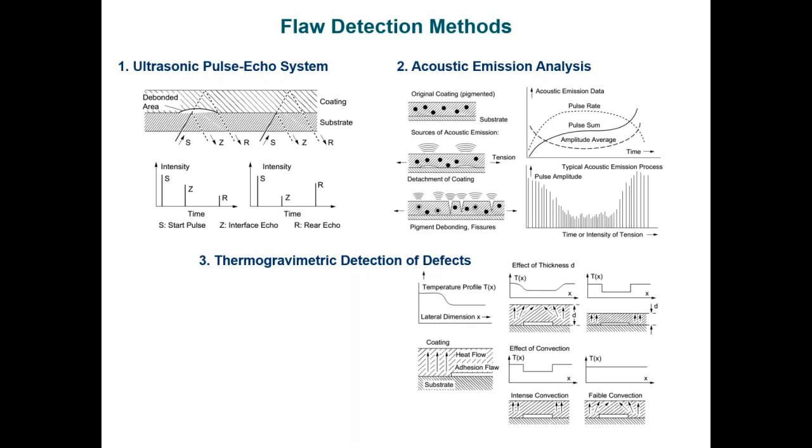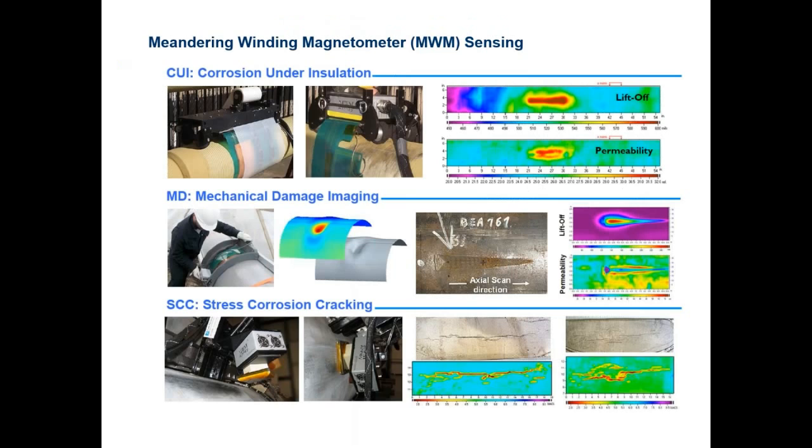In the thermographic detection method, you can use heat or heat signature or the convection flow of heat on a substrate to look at the extent of damage or coating integrity loss. A meandering winding magnetometer sensing method is again an instrument that allows for non-destructive testing, which gives you an array, a map that can be used to investigate the extent of CUI, mechanical damage, or stress corrosion cracking.